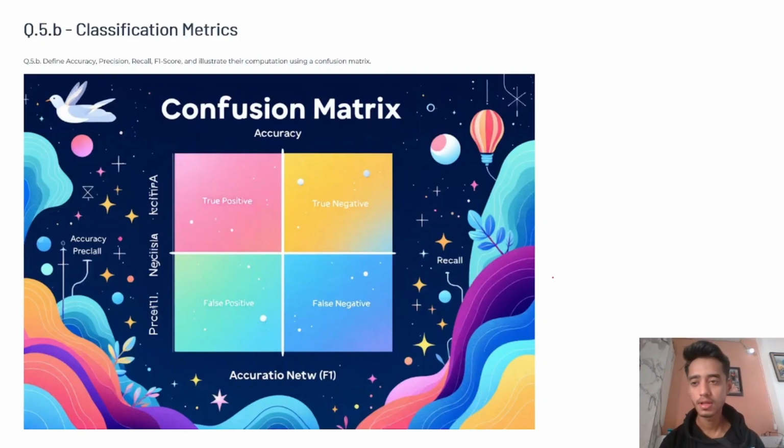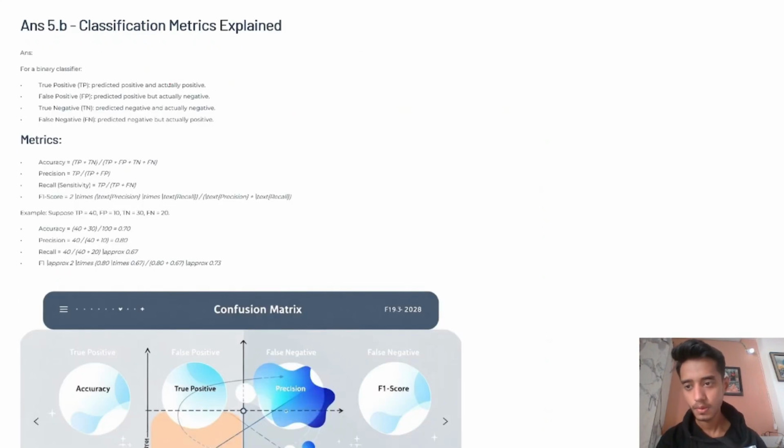So now let's discuss part B of this question, which states: define accuracy, precision, recall, F1 score and illustrate their computation using a confusion matrix. Solution: this is the confusion matrix. In this, we have true positive, true negative, false positive and false negative. True positive: predicted positive and actually positive. False positive: predicted positive but actually negative. True negative: predicted negative and actually negative. And false negative: predicted negative but actually positive.